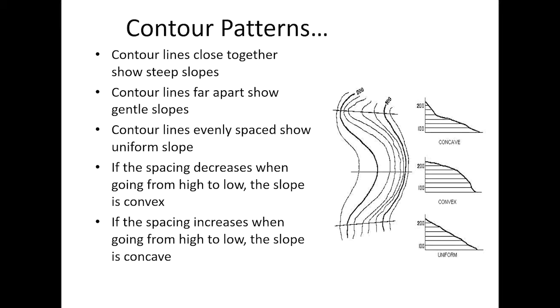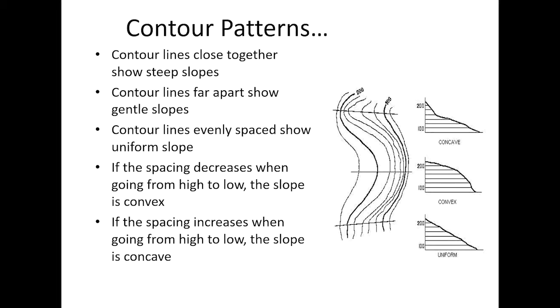So contour lines that are close together show steep slopes. Contour lines that are far apart show gentle slopes or no slope at all. If they're evenly spaced, it's a uniform slope. If the spacing decreases when going from high to low, the slope is convex, as you can see there in the diagram. And if it's the other way around, it's concave. So you can read the topography in your head just by looking at the shape and position of the contour lines.